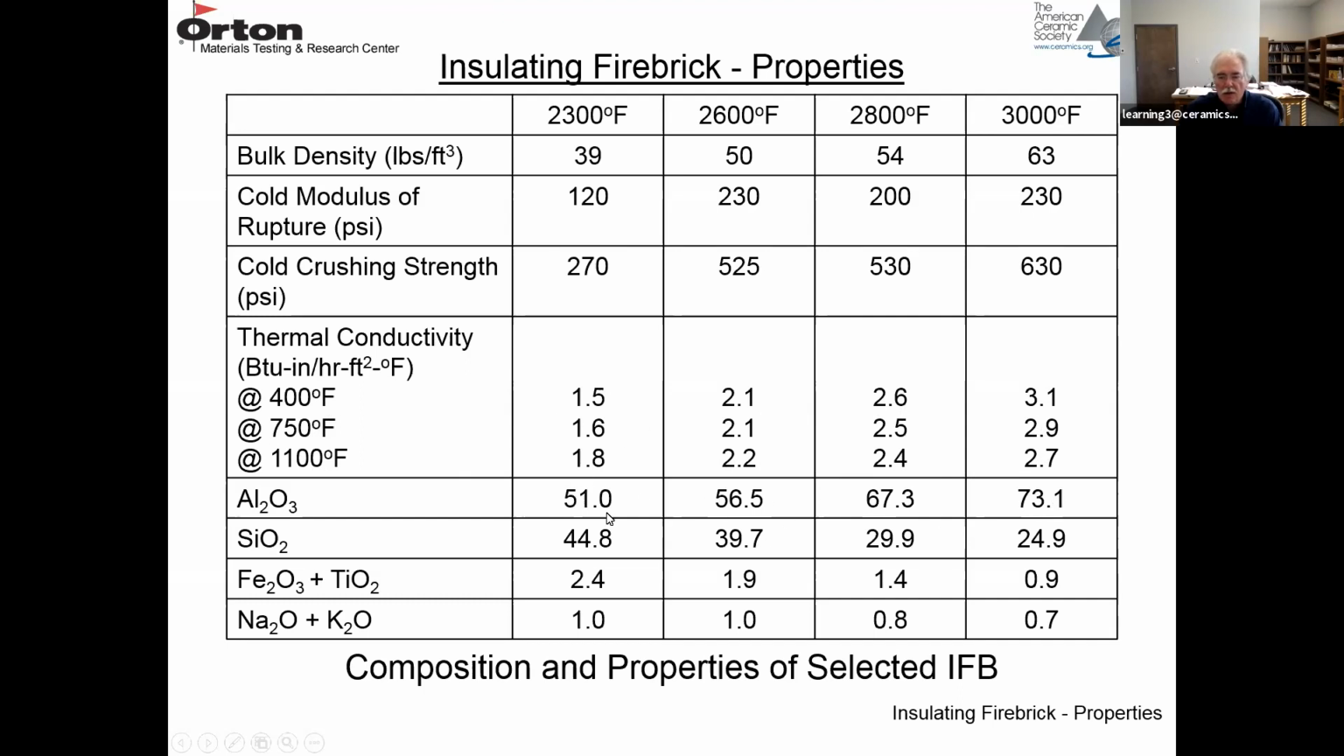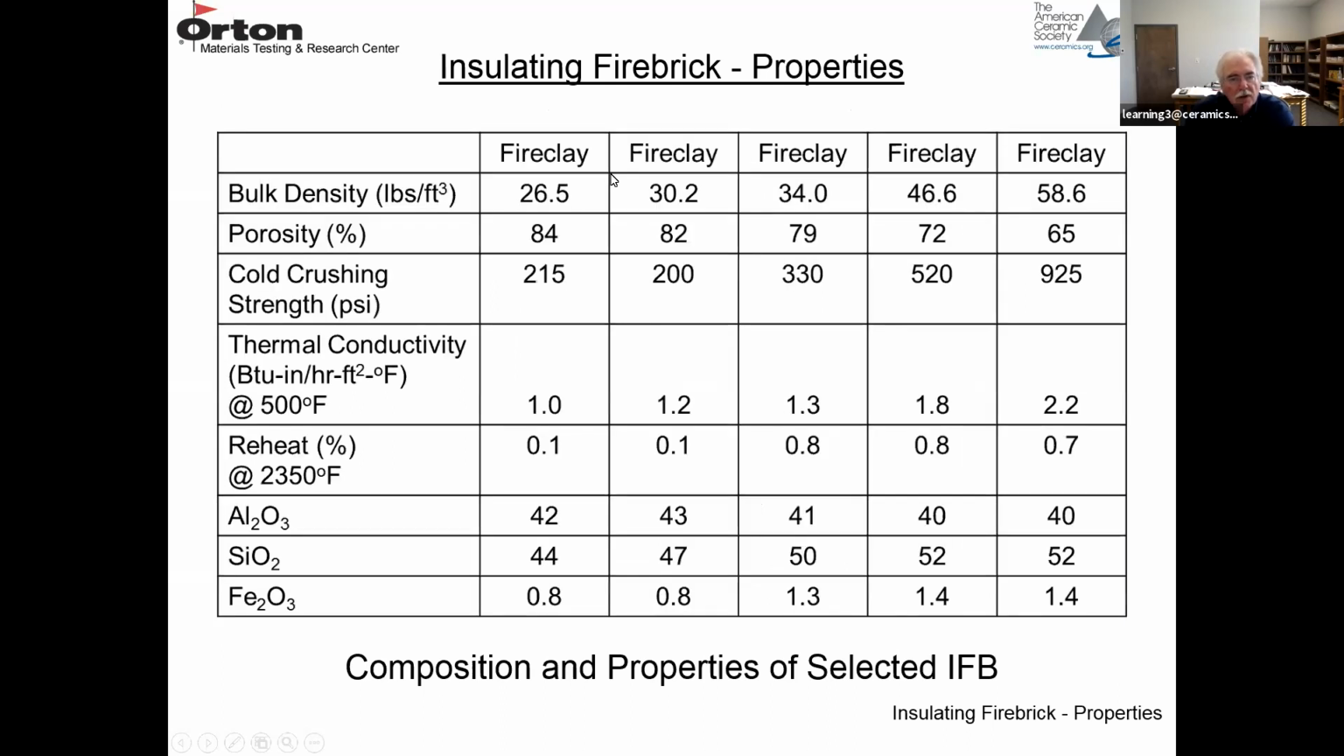Here's the alumina contents increasing with the use temperature from 51 to 73%, and the silica contents decreasing with the higher temperature materials from about 45 to 25%. Some of the impurities, again, are typical for refractory materials: Fe2O3, TiO2, and the alkali, sodium and potassium alkali. So these are the common IFB materials. You can also have some based on fire clay.